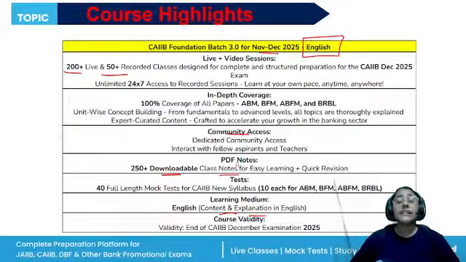What we suggest is, once we are done with the live class, you download the PDF notes, take out 10 to 15 minutes and go through the notes so that all the concepts become clear to you. The course will be valid till the end of your CAIIB December examination 2025. So these are the highlights for the Foundation Batch 3.0.